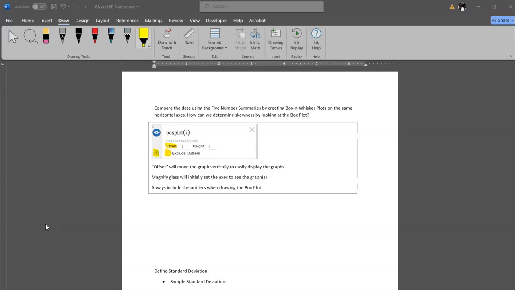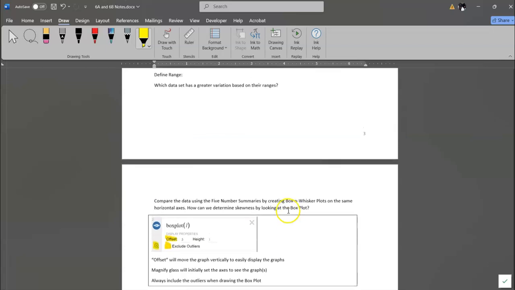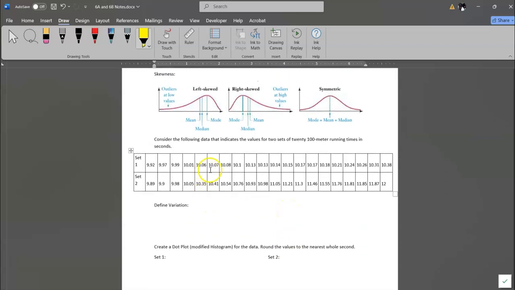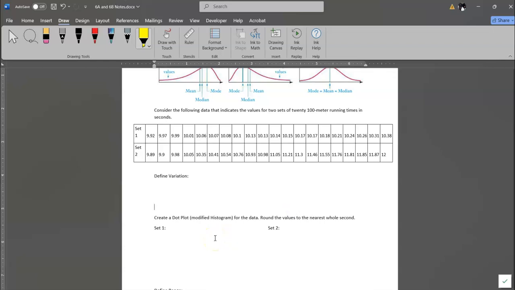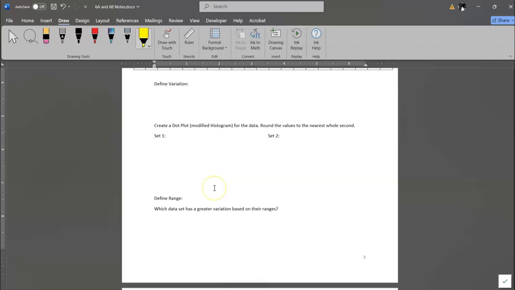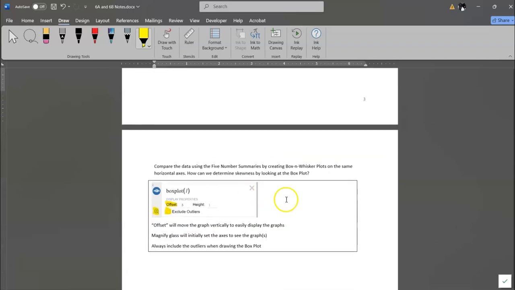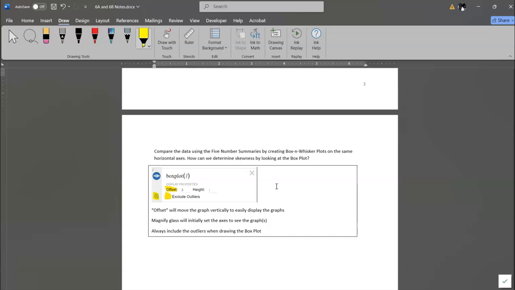Next, we want to talk about creating a box and whisker plot, sometimes just known as a box plot, for our data set with the 100-meter running times. We've looked at what the dot plot looks like and talked about its variation and range. Another way to see if things are skewed one way or the other, or to compare the two graphs, is by creating a box plot. And your box plot comes from the 5-number summary.